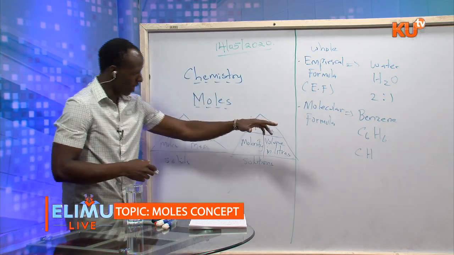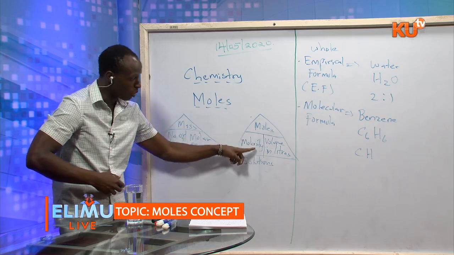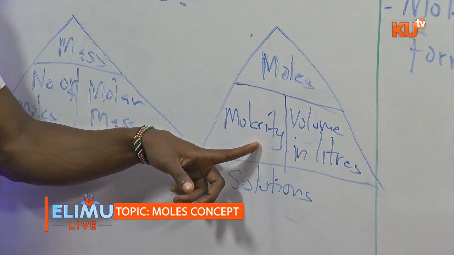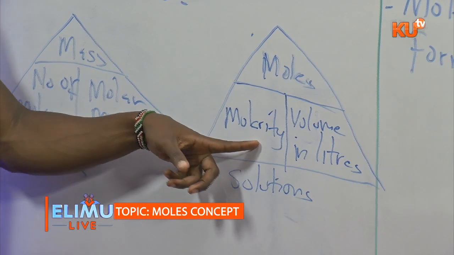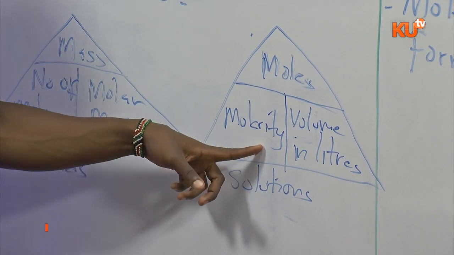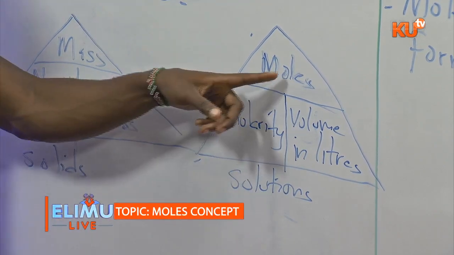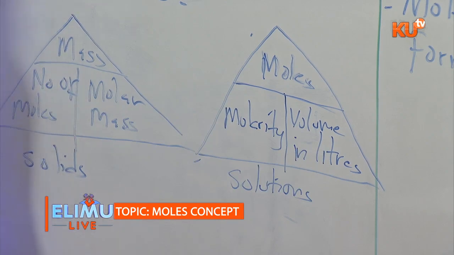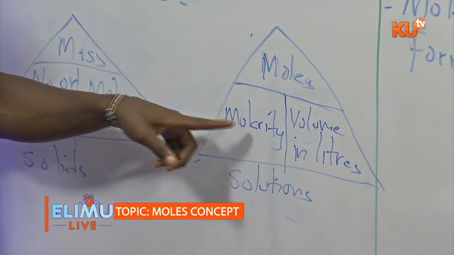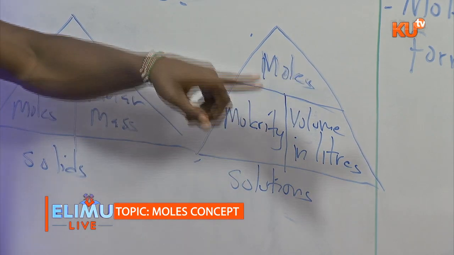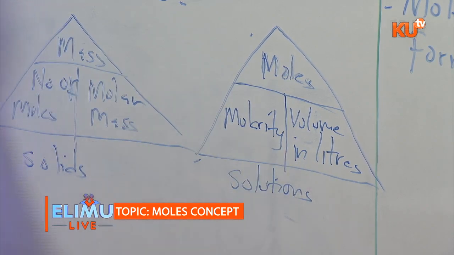So how do you understand the triangle? Number of moles is molarity times volume in liters. Remember I defined molarity earlier, so you can refer to your earlier notes to check the definition of molarity. What about molarity? Molarity is moles over volume in liters.